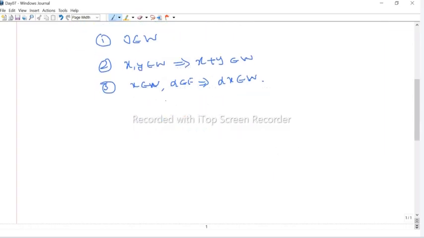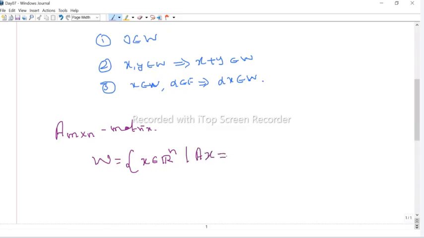Now, for example, take a simple example: the solutions of a system of equations. Suppose A is an m by n matrix. We are collecting vectors, so W is nothing but the elements from Rn satisfying the condition that Ax equals 0. Since A is an m by n matrix and x is an n by 1 matrix, the product is m by 1.